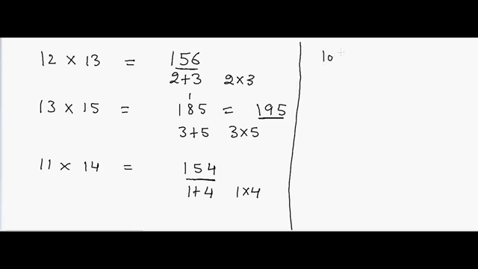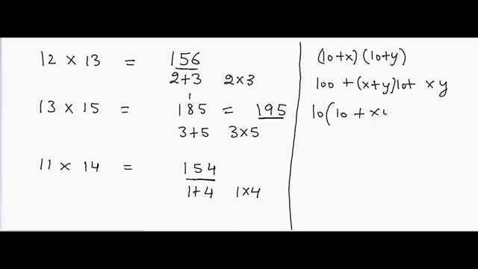So how this trick works, let's take a look into it. If we have 10 plus x and then 10 plus y, so we are taking 10 as a base, and these numbers are close to 10. So in that case, if we solve this, it will be equal to 100 plus 10 times x plus y, and then we have xy.